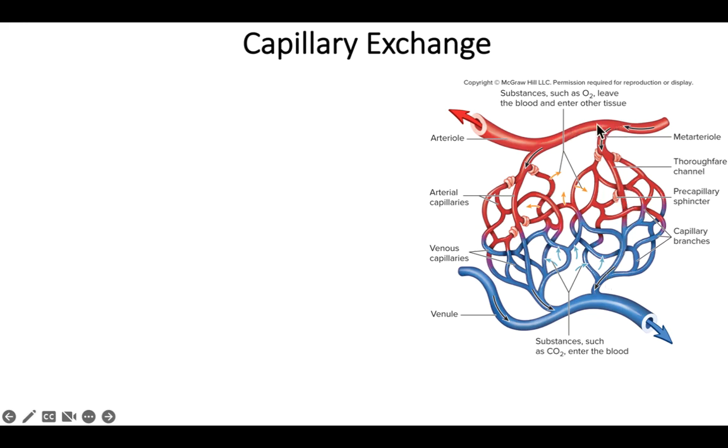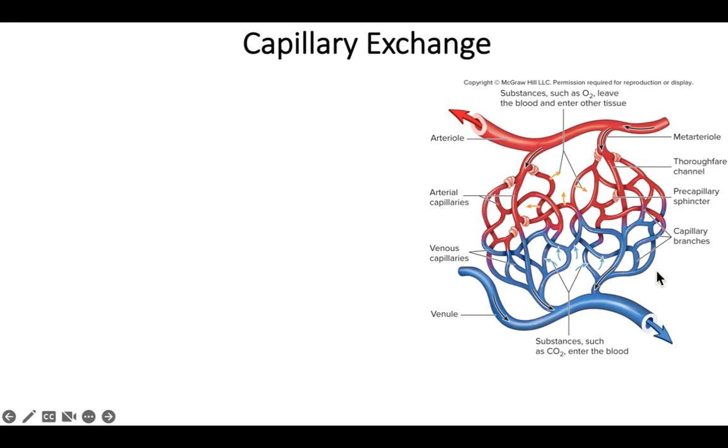One is you can dilate the arterioles if you need more blood. So if you get these arterioles bigger, more blood can enter the capillaries. There are also what's called precapillary sphincters. So these are little rings of muscle that can close off capillaries or open them up.